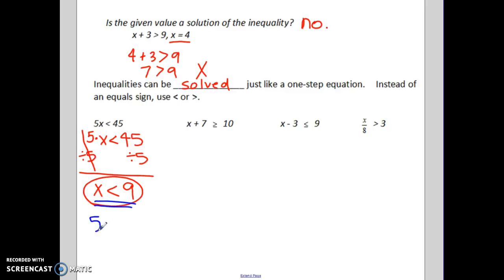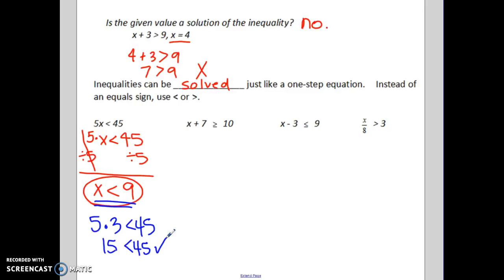So if we plug it back in, 5 times some number, you want to plug in a number for x that's less than 9. So that can be 0, 5, 6, 7, 8, negative 24, whatever number you want to use that is less than 9. So I'm going to use 3. So 5 times 3 is 15, and 15 is less than 45. So that is a true statement. I know that I have solved my inequality correctly.